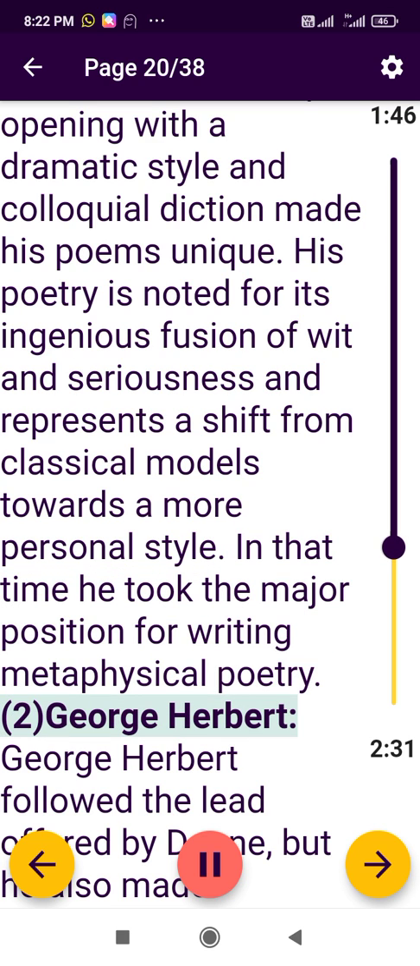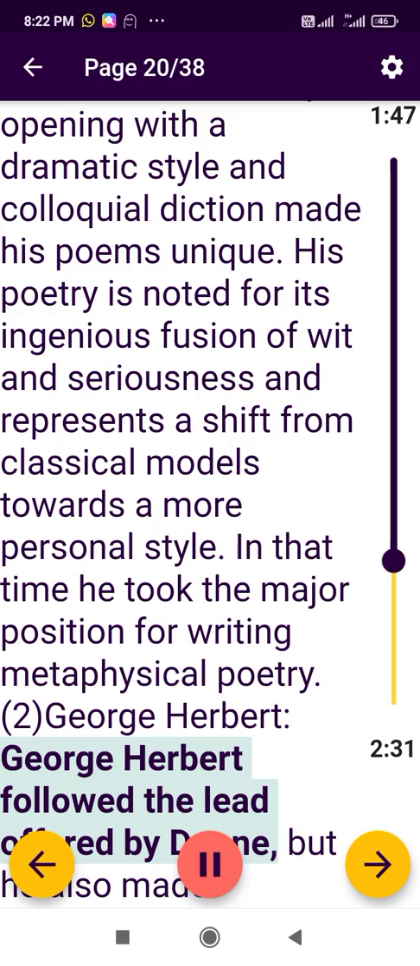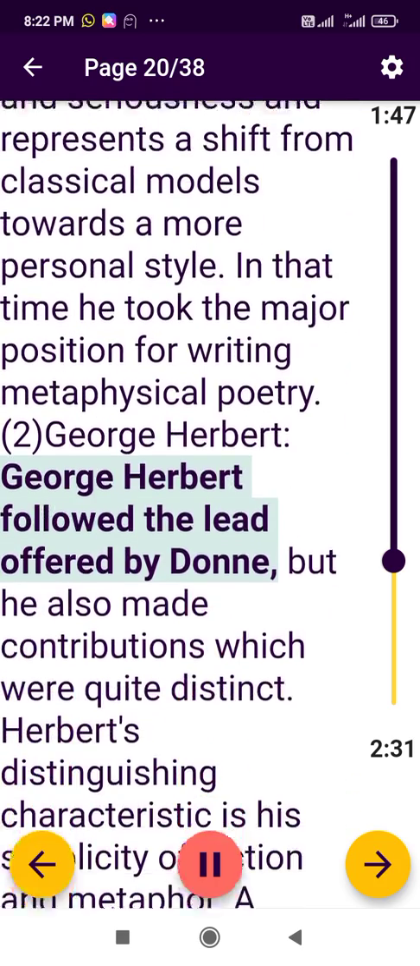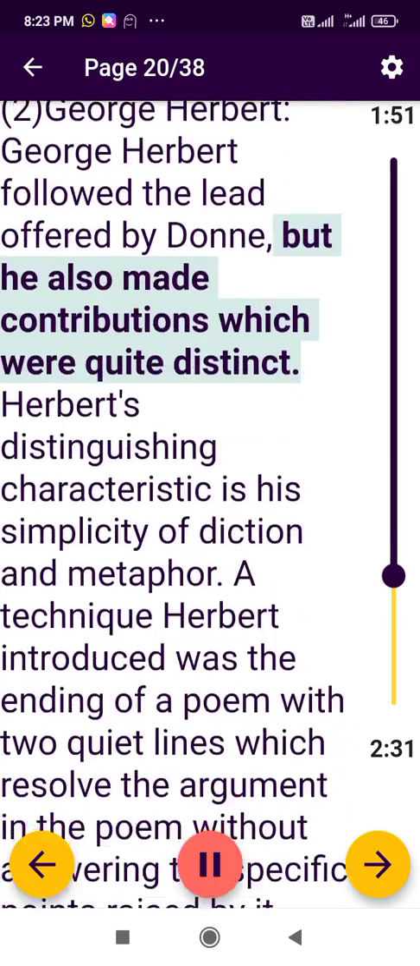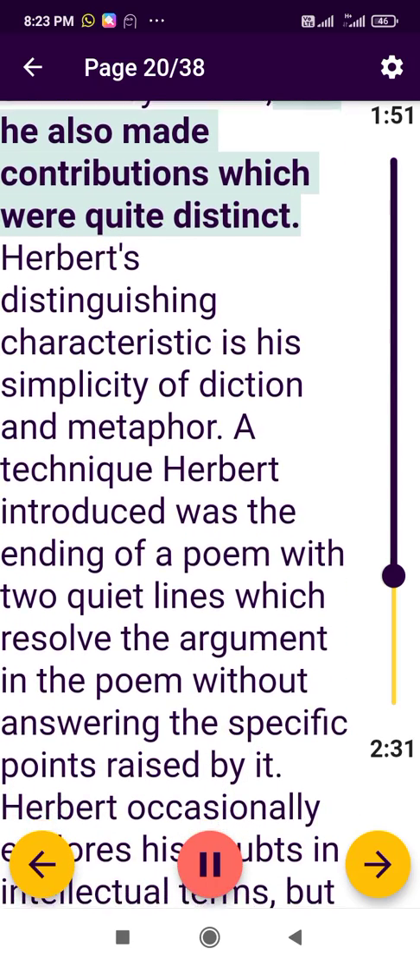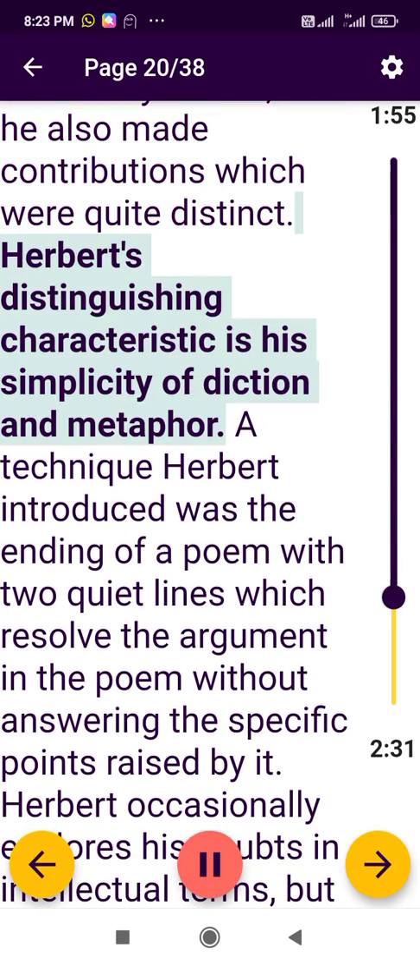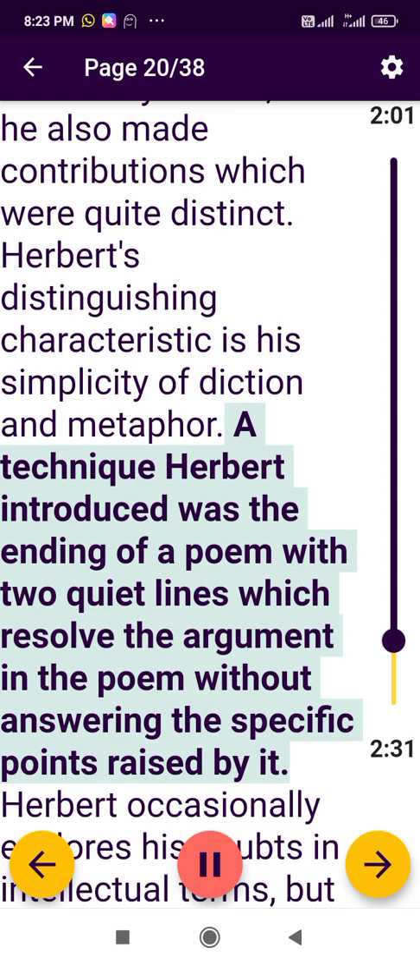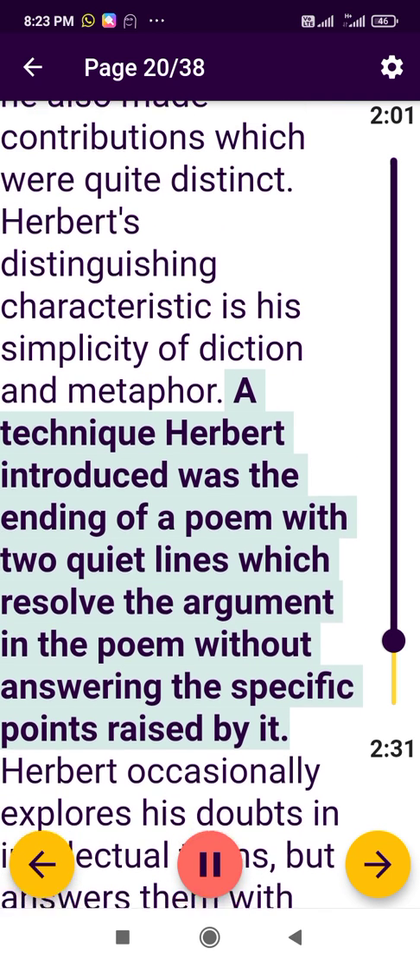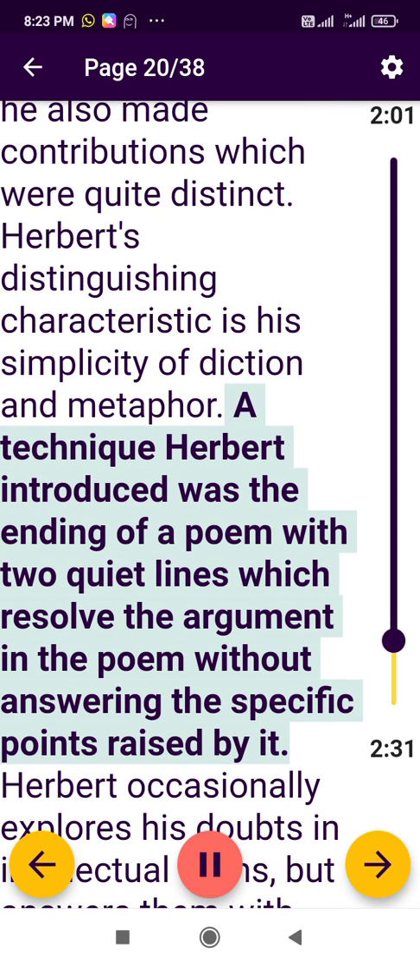2. George Herbert. George Herbert followed the lead offered by Donne, but he also made contributions, which were quite distinct. Herbert's distinguishing characteristic is his simplicity of diction and metaphor. A technique Herbert introduced was the ending of a poem with two quiet lines, which resolved the argument in the poem without answering the specific points raised by it.